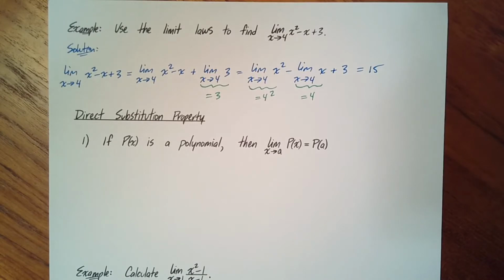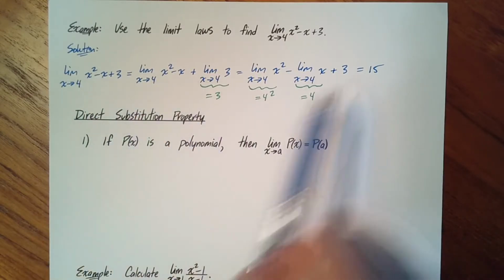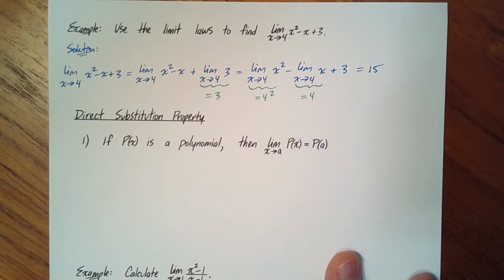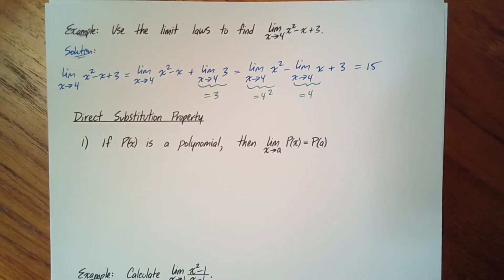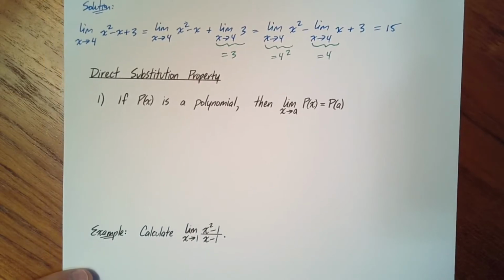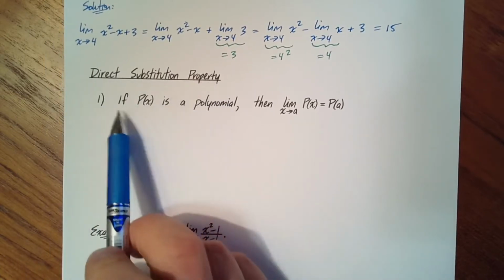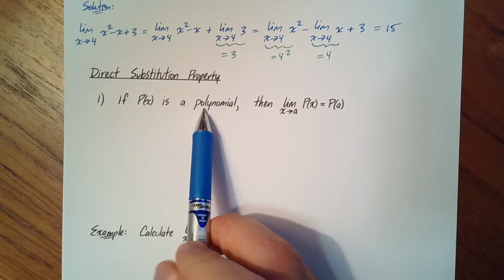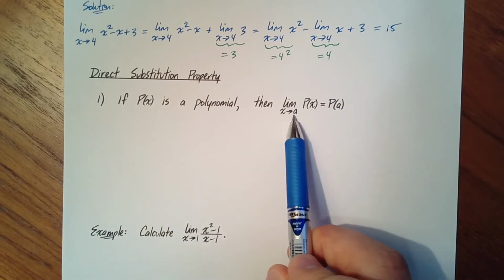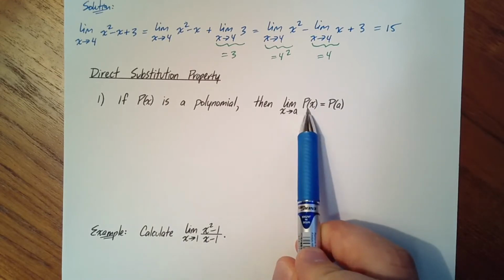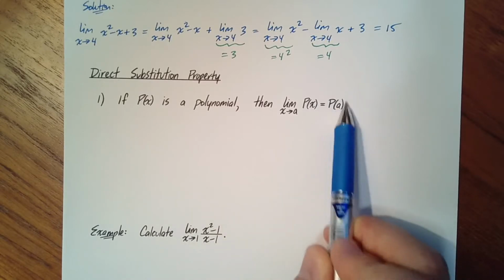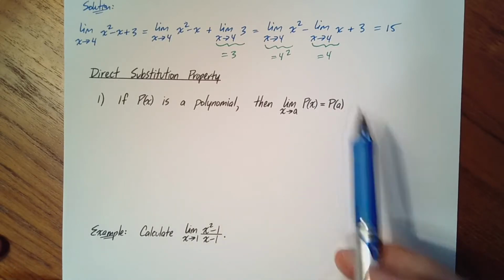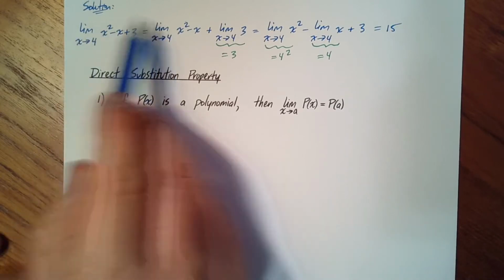And in particular, this is an example of a polynomial, and actually it'll work for any polynomial. And for that reason, we say that polynomials have what is called the direct substitution property. So that's this first comment here under direct substitution property. If p of x is some polynomial, then the limit as x approaches a of that function p of x, you can work this limit out by just taking a and plugging it right into the polynomial. That's why you get p of a as the answer. So that's the first comment, and this was just a special case of that.